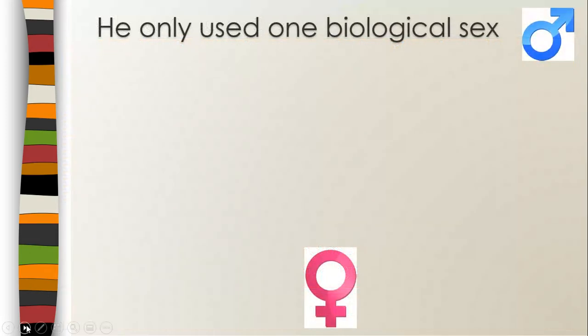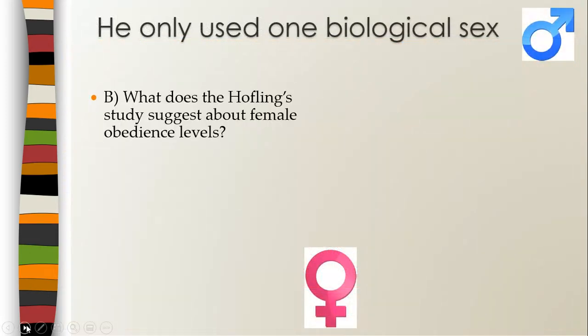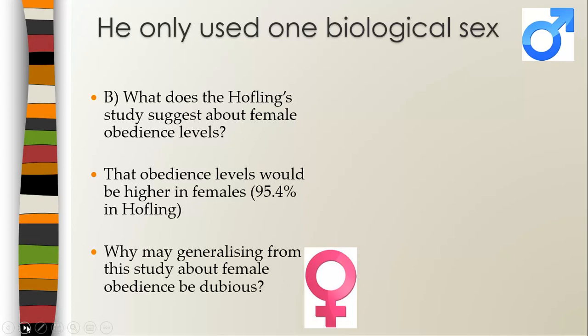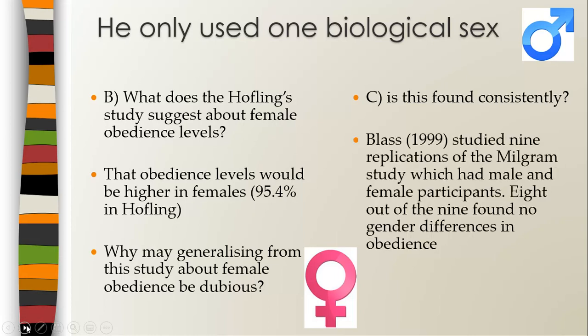One criticism of Milgram's study is that he only used male participants. Hoffling's study is good to use as a comparison for this because he only used female participants. He found higher levels of obedience than Milgram did. However, we can question the ability to generalize this, so we can argue that this might lack population validity. Most studies have found no gender differences in obedience, but you can use Hoffling's study to support Milgram, and then you can evaluate Hoffling's study itself within your A03.